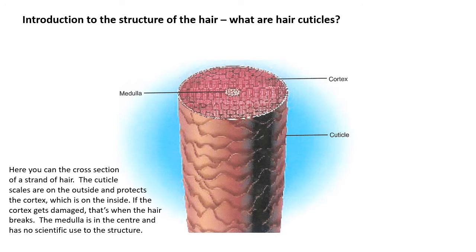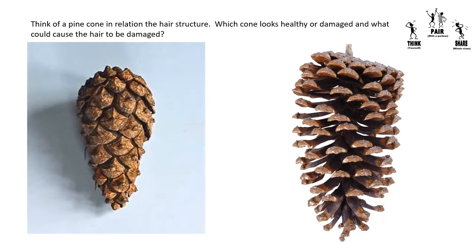However, we need to learn these 3 parts of the hair, as in an exam they might ask you to label a diagram and you need to get the correct word in the correct place. Here you can see a cross section of a strand of hair, and the cuticle scales, like I say, are on the outside. They protect the cortex, and then on the inside is the medulla.